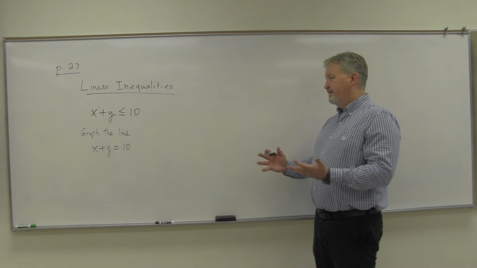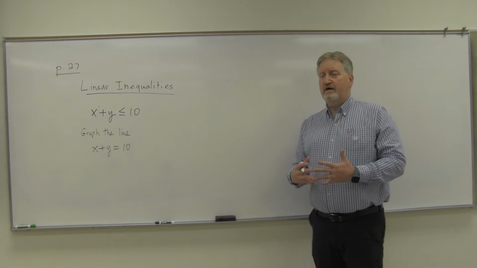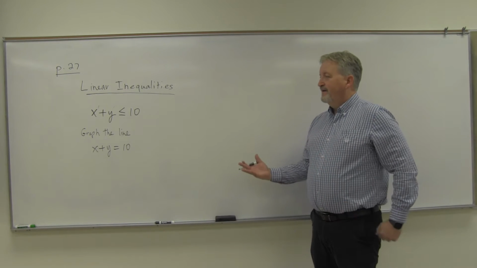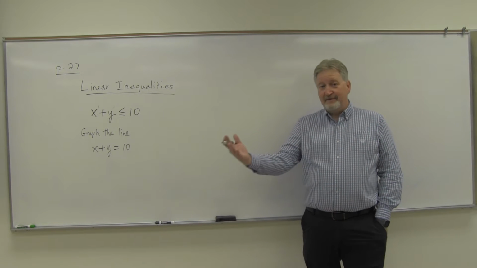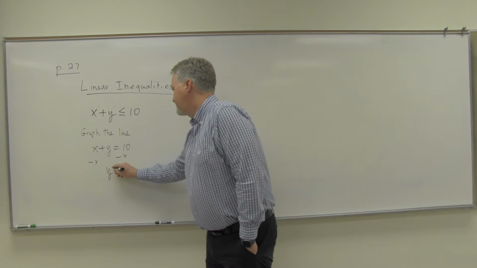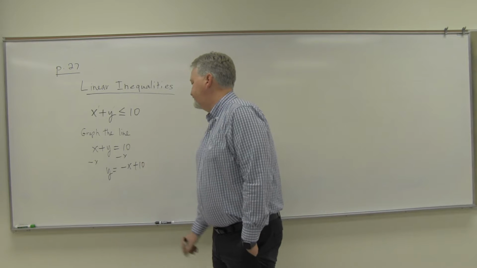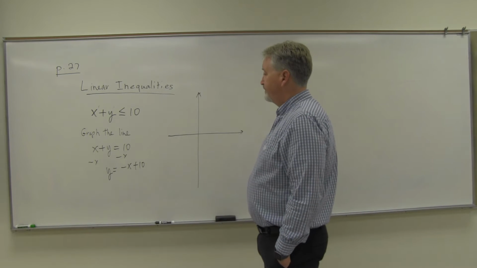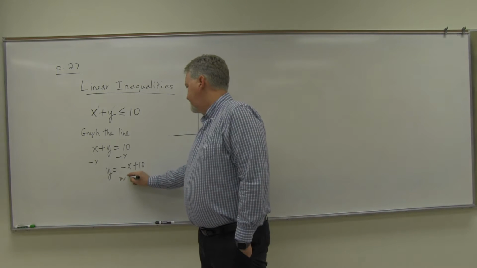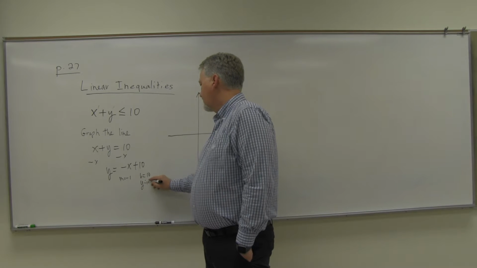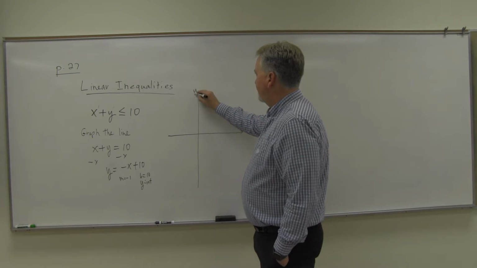We have graphed these, and there are lots of ways. You can do a table of values and graph it that way, but the way we talked about doing it was to make it y equals mx plus b. That would be subtracting the x: y equals minus x plus 10. That does give us a line. M is -1, and the b is 10. Of course, that's our y-intercept. So the y-intercept crosses up here at 10.